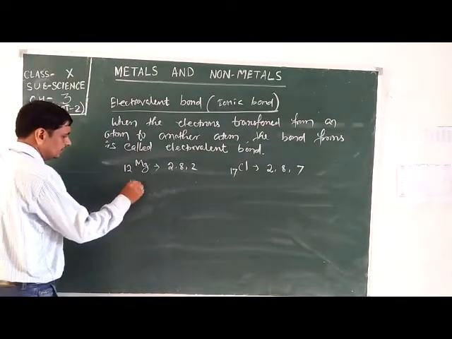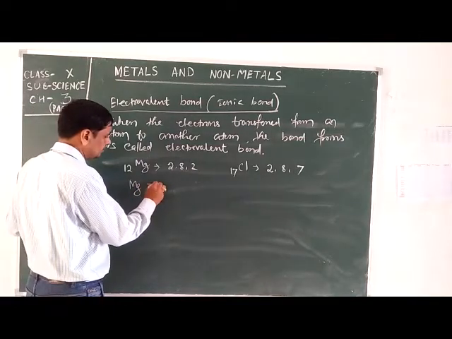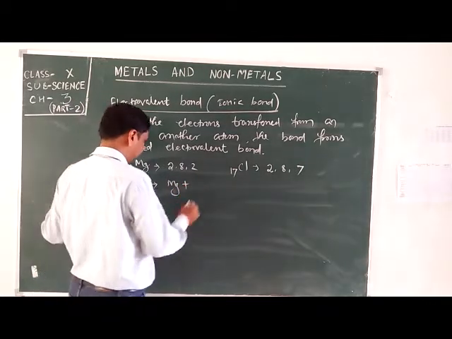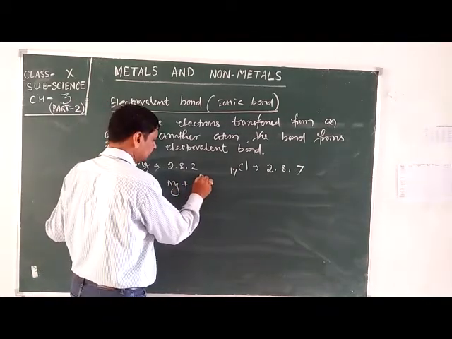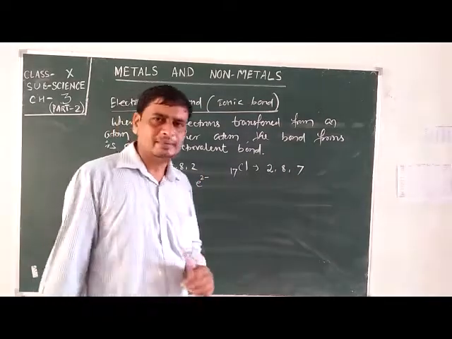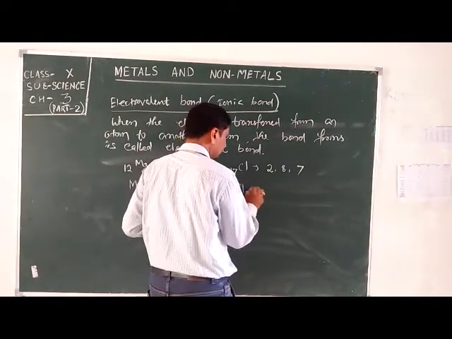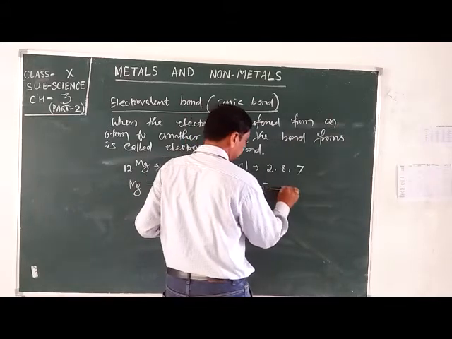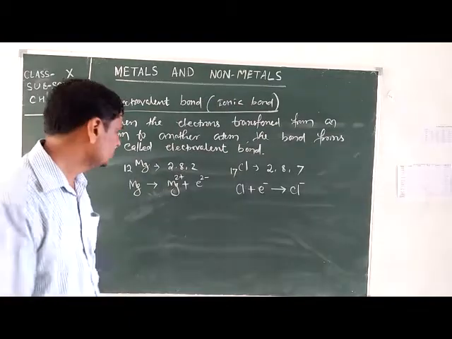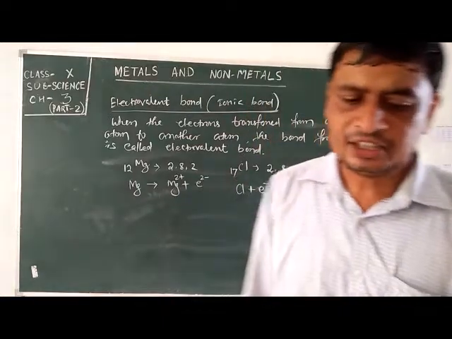Here, the magnesium atom loses 2 electrons and becomes a magnesium ion, whereas each chlorine atom gets 1 electron and becomes a chloride ion. In this way, we can represent it by electron dot structure.